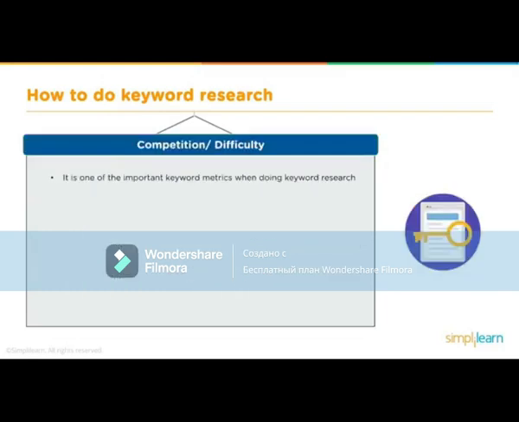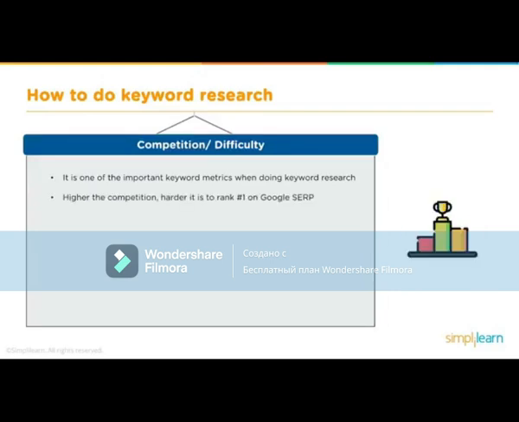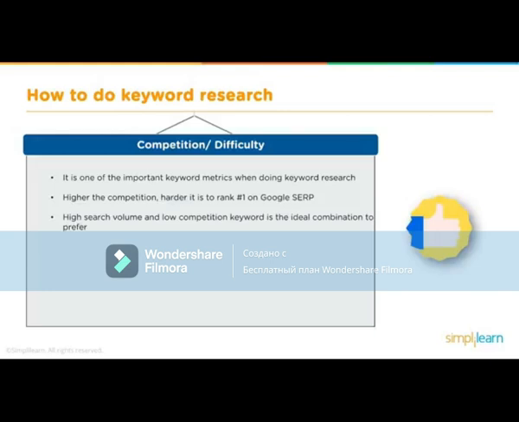So competition, based on our example, is one of the most important key metrics. You don't want to choose a keyword that's highly competitive, because if it's competitive, then it's going to be harder to rank number one or even on page one of Google, depending on how competitive it is. So high search volume, low competition. In other words, the ratio between the two is the ideal combination.